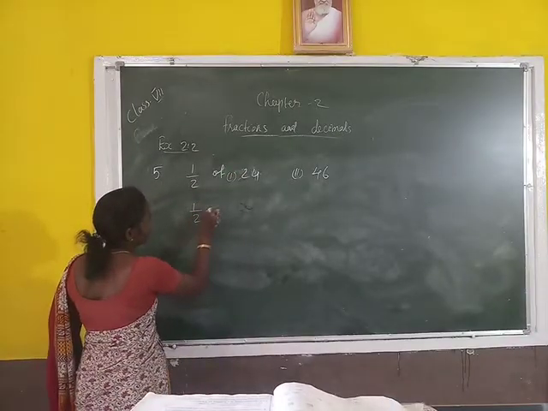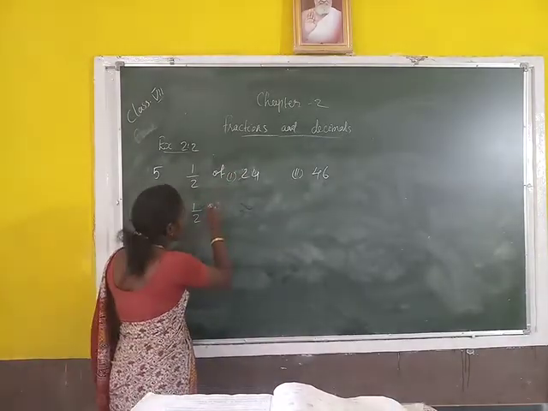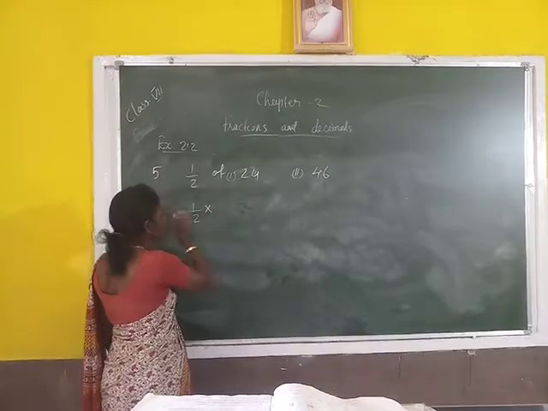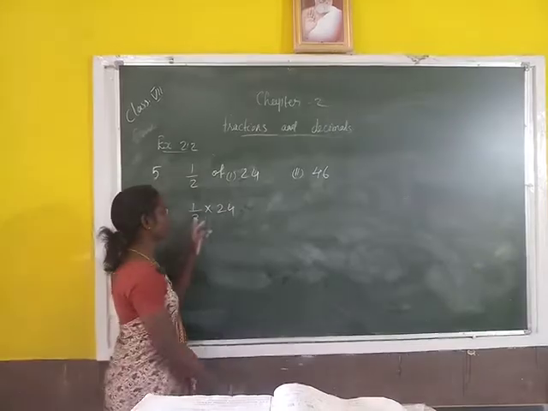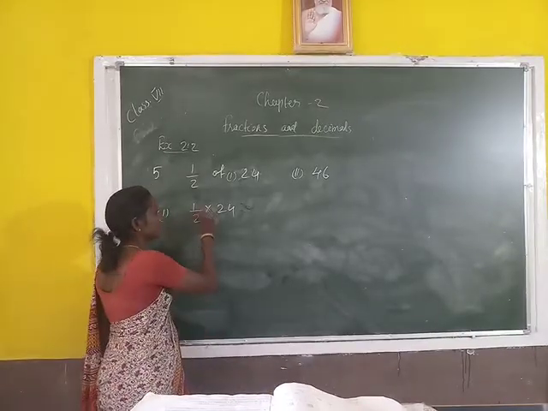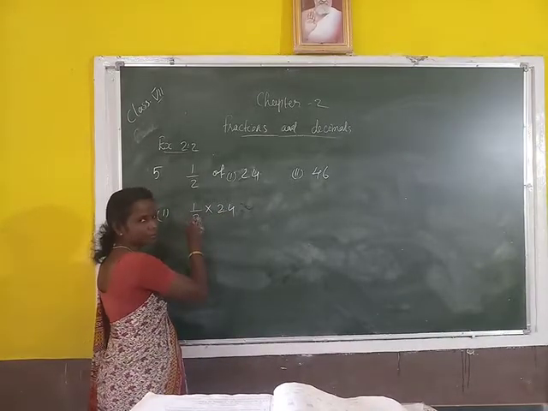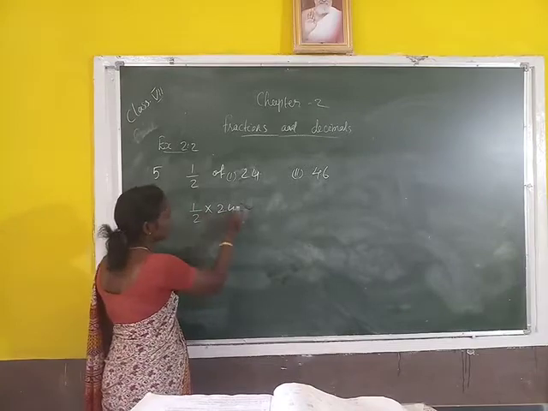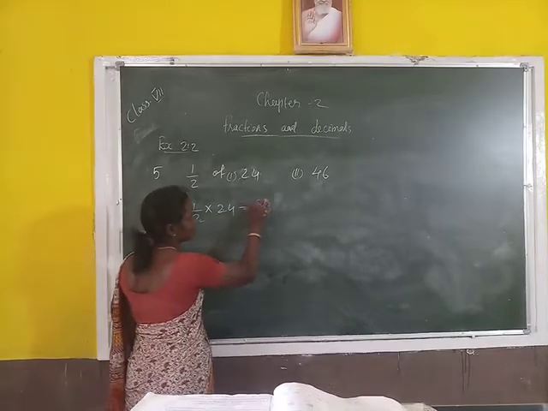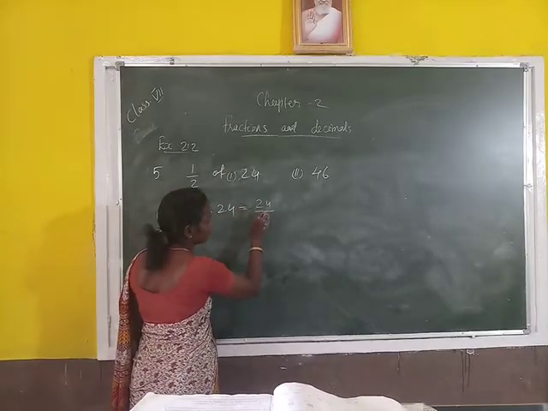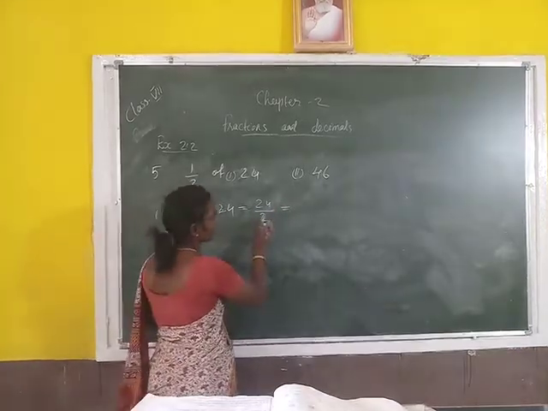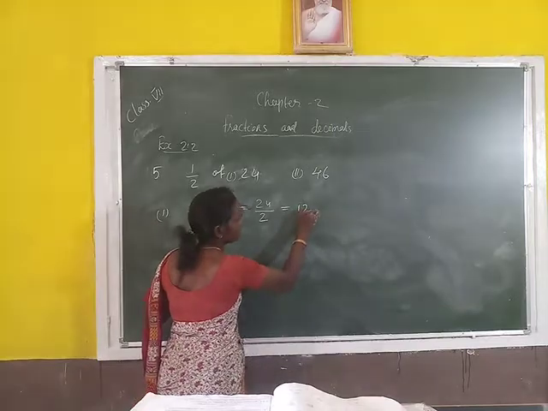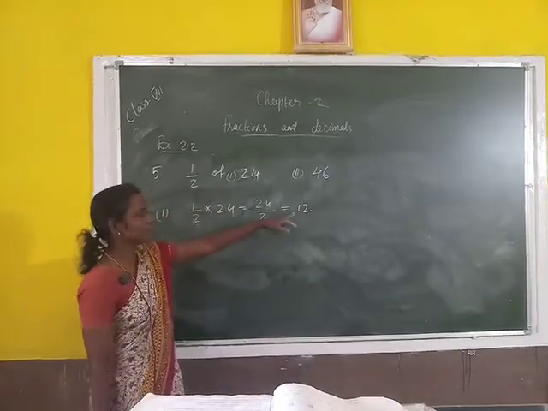Half of 24. Of means multiply. Half of 24. Look, this 24 and 2, we can cut. Otherwise, look, 1 into 24, 24 by 2, 24 divided by 2. How many times 2 in 24? 12. Its answer is 12.